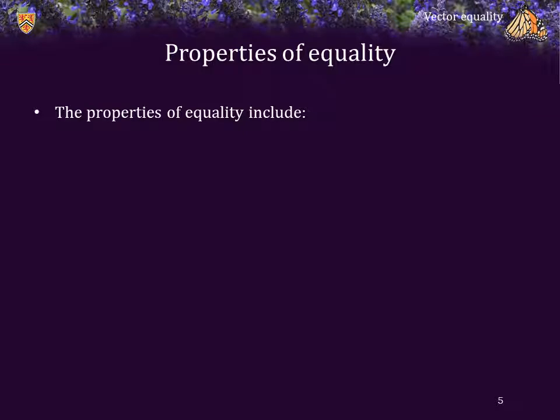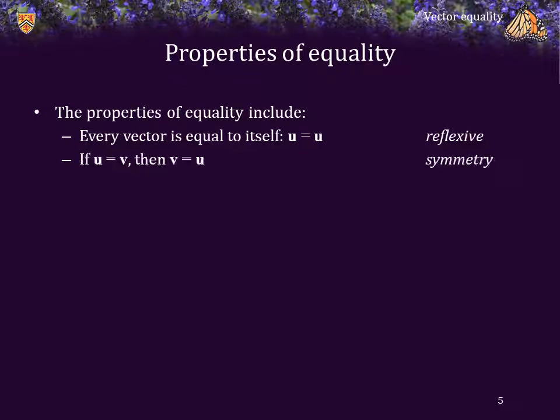Now, let's review some of the properties of equality. First of all, every vector must be equal to itself, and this is the reflexive property of equality. If u is equal to v, then v is equal to u. This is the symmetry property. And notice that not all relations are symmetric. For example, 4 is less than 5 does not mean that 5 is less than 4.